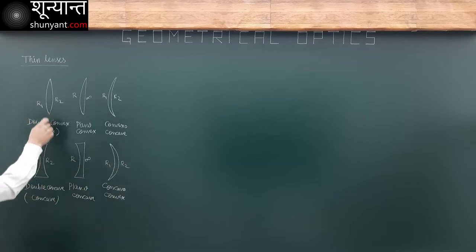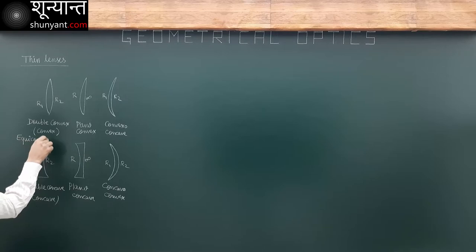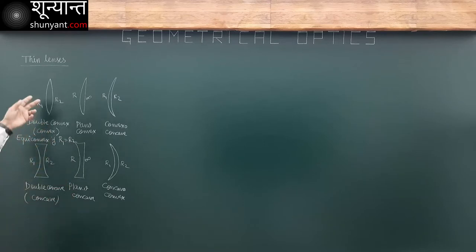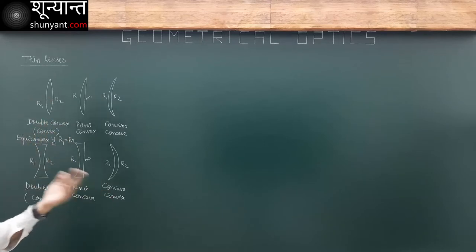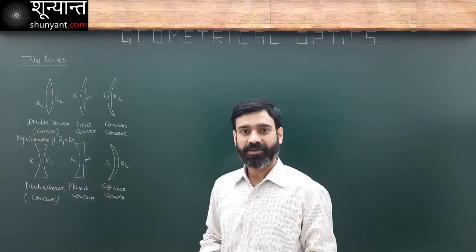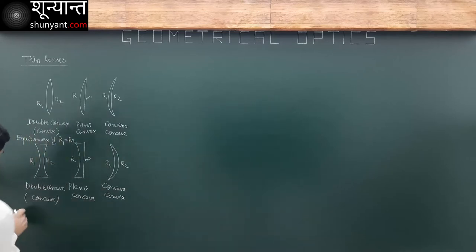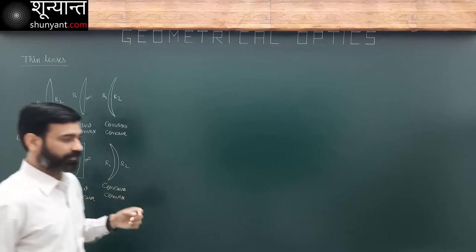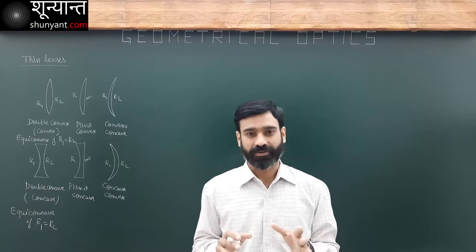Now here one special thing: this double convex is also known as equiconvex if R1 is equal to R2. So if the radius of both surfaces are equal, it is also known as equiconvex. Generally when we say convex and do not specify anything, we mean equiconvex. Similarly here it is equiconcave if R1 is equal to R2. This is the general thing about lenses, about their shapes.